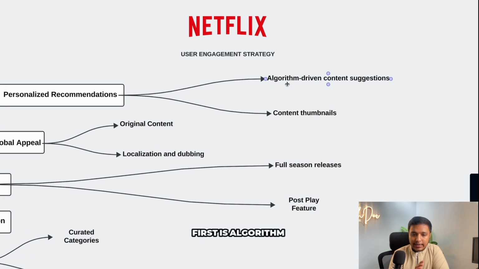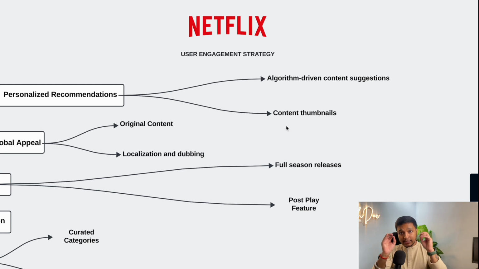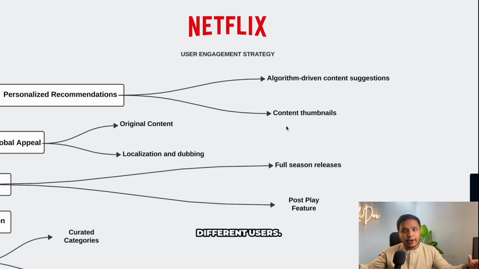So first is algorithm-driven content suggestions. Second, most important thing, I don't know if you have noticed it or not, the content thumbnails change as per your preferences. The same movie would show different thumbnails to different users.